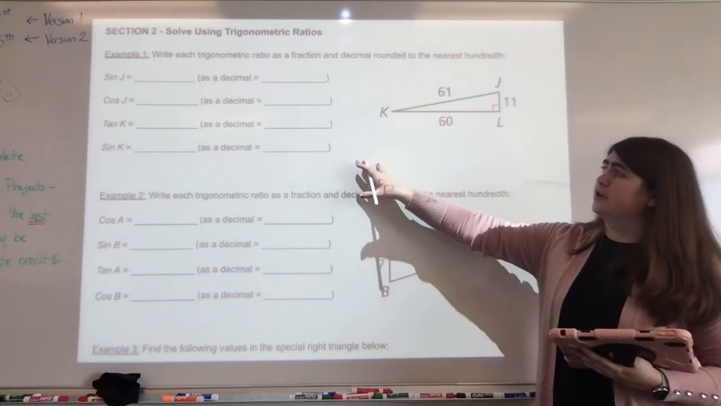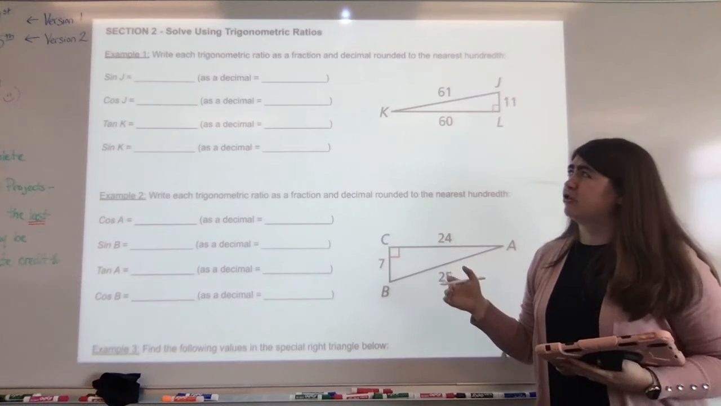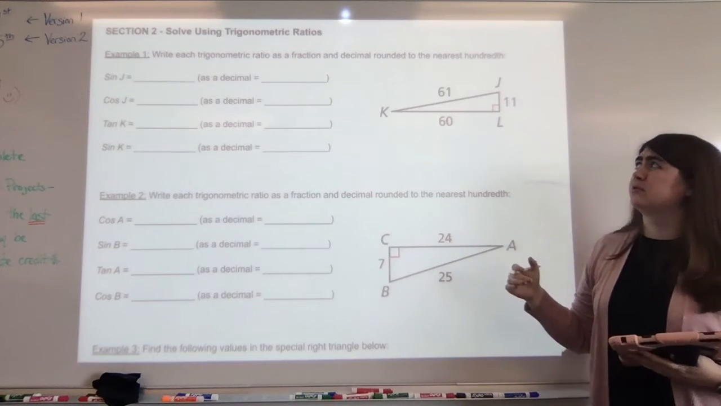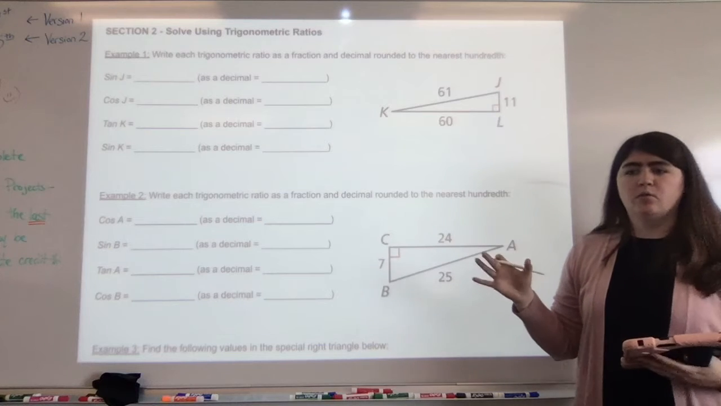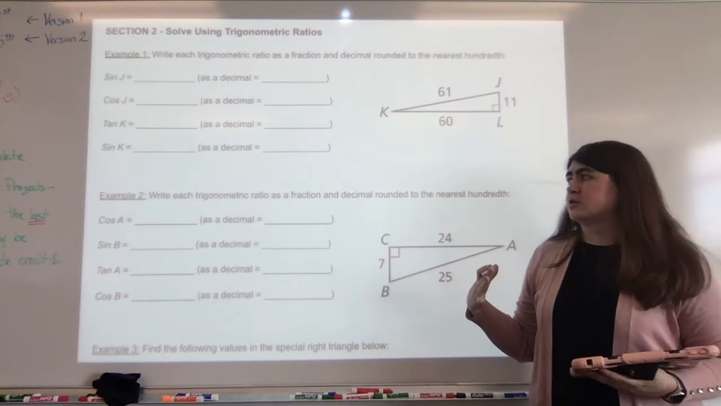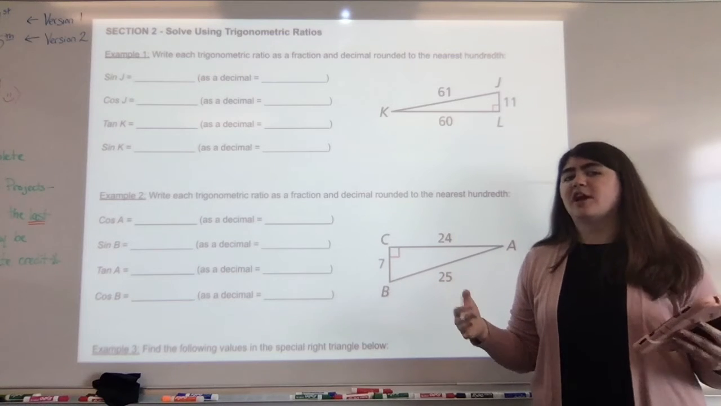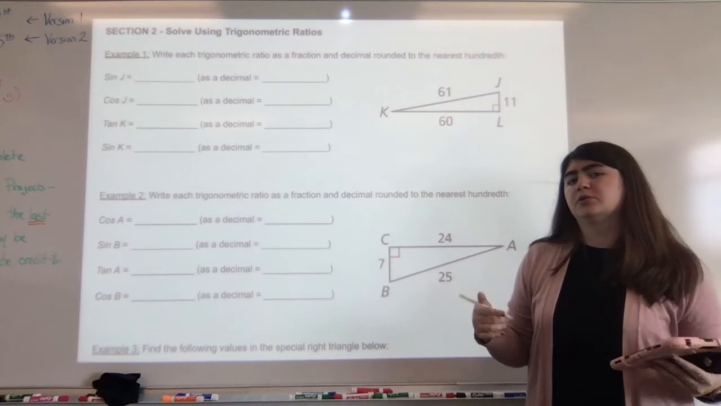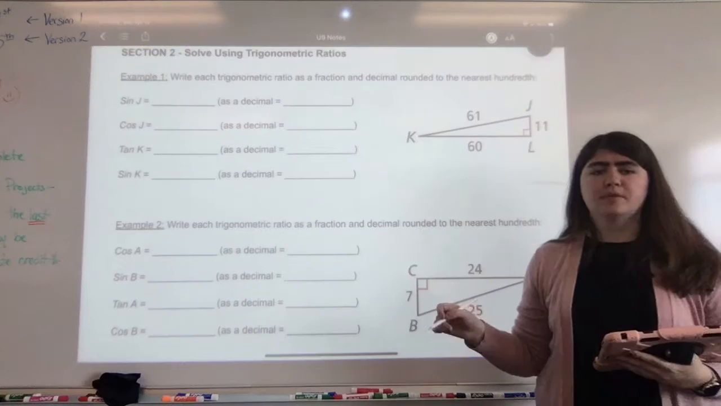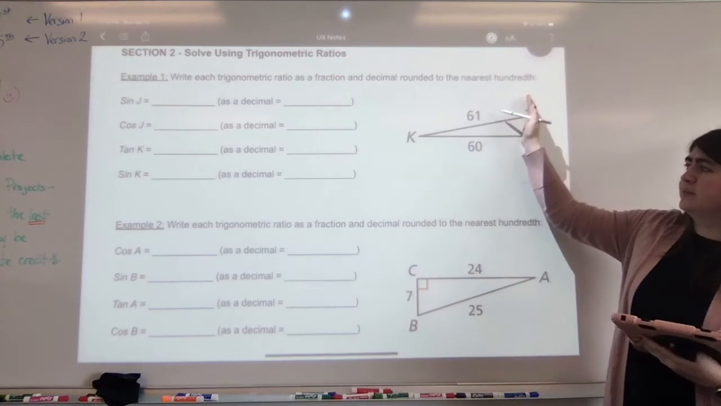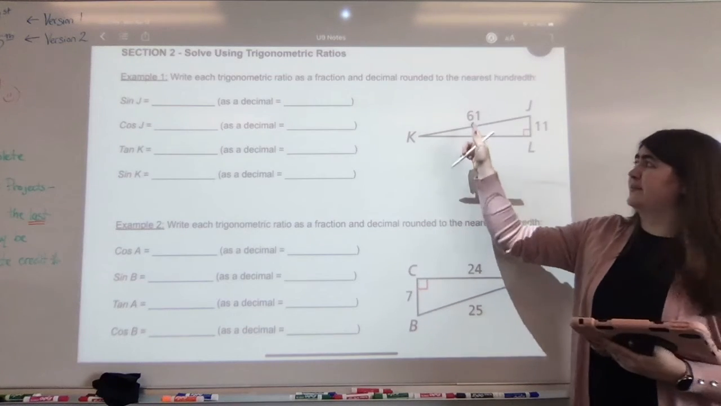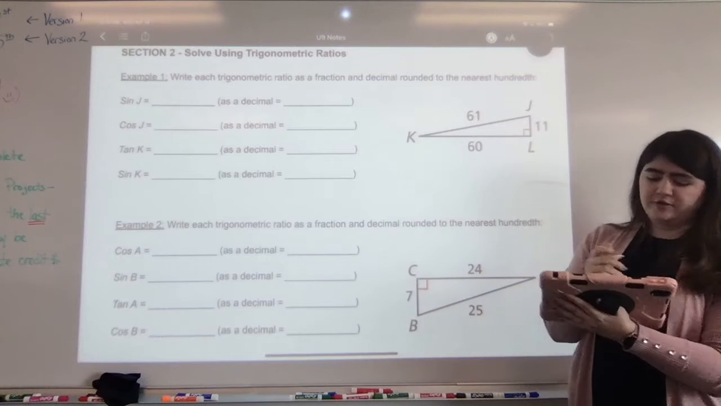So in example 1 here, it says write each trigonometric ratio as a fraction and decimal rounded to the nearest hundredth. And what you need to know here is for this whole unit, and as we've been doing for the rest of this class, anytime you're given a decimal place, you're going to round to 2 decimal points. So the sine of angle J is going to be equal to the opposite side over the hypotenuse. That's 60 over 61.